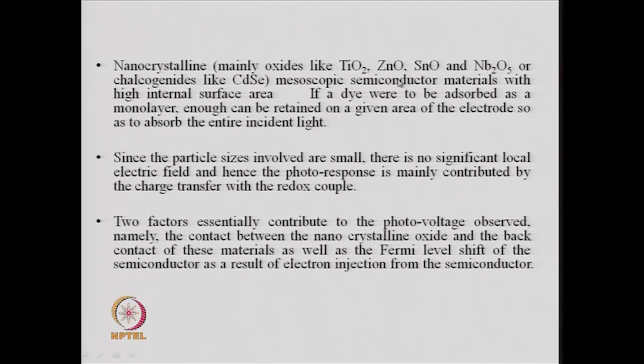The other materials which are very popular are zinc oxide, tin dioxide, it should be SnO2, and niobium pentoxide, or chalcogenides like cadmium selenide, etc., with high internal surface area can be used with a dye. So, if you adsorb a dye, an organic compound, as a monolayer, then the entire lot can be retained on a given area of the electrode, so as to absorb the entire incident light.